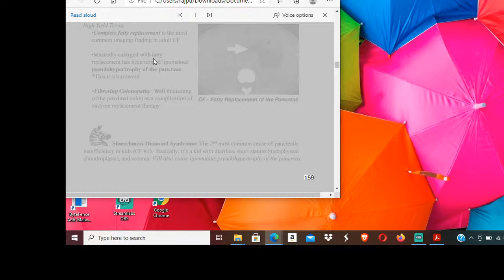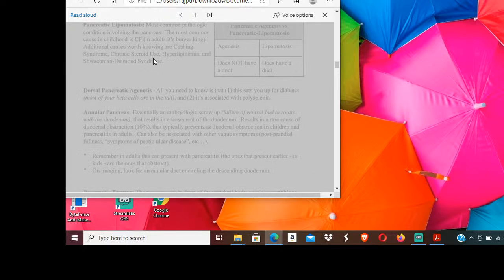159. Pancreatic lipomatosis, most common pathologic condition involving the pancreas. The most common cause in childhood is CF, in adults it's Burger King. Additional causes worth knowing are Cushing's syndrome, chronic steroid use, hyperlipidemia, and Schwachman-Diamond syndrome.